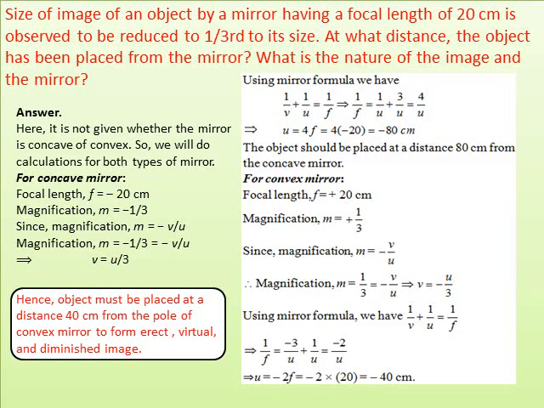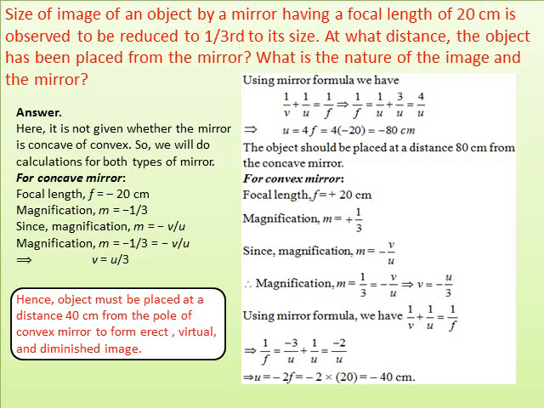Now, the answer. Here it is not given whether the mirror is concave or convex, so we will do the calculation for both types of mirrors. What is the magnification? Magnification is equal to 1 by 3. When we take the concave mirror, magnification will be minus 1 by 3. From the formula, minus V by U is equal to minus 1 by 3, we get V is equal to U by 3.